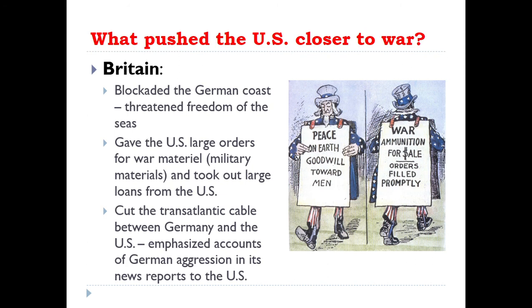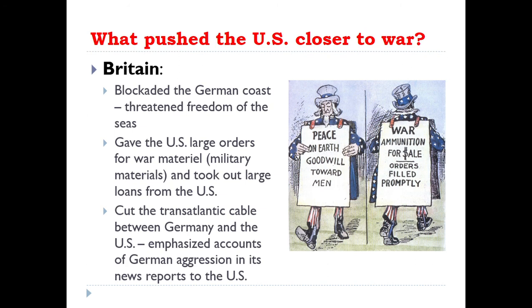So that's what the cartoon is pointing out, that Uncle Sam is being a little bit two-faced here. We're promising to be peaceful and keep out of the war, but also selling war materials to help one side win. In many ways, that's not really neutral. If we're giving loans and giving supplies or selling supplies to one side more than the other, we're not really staying out of it.